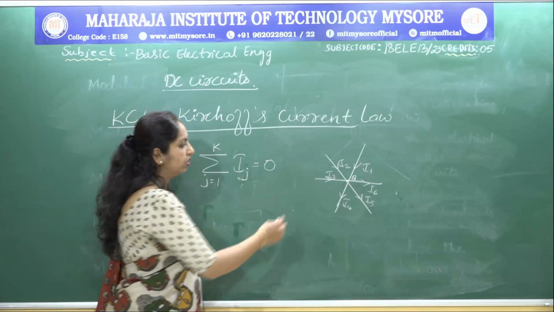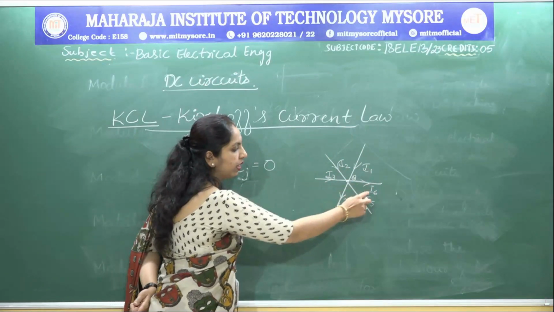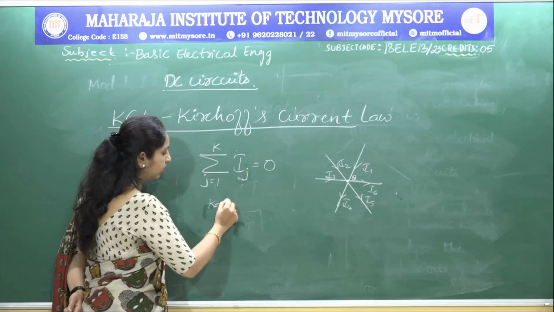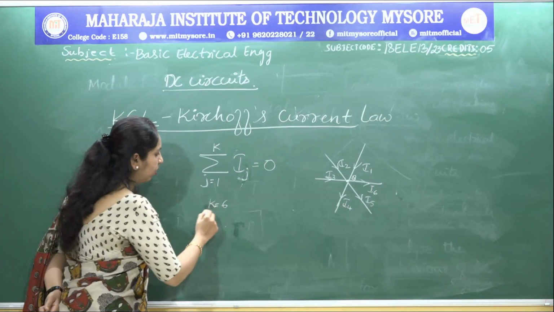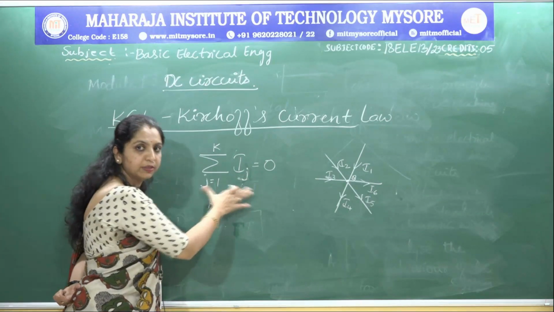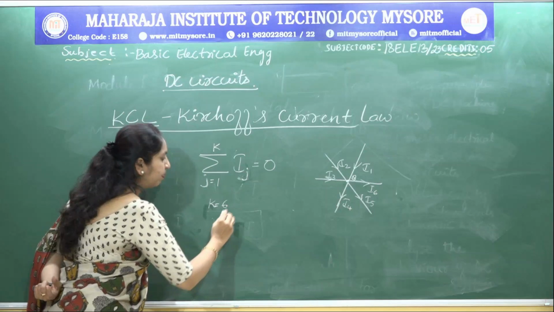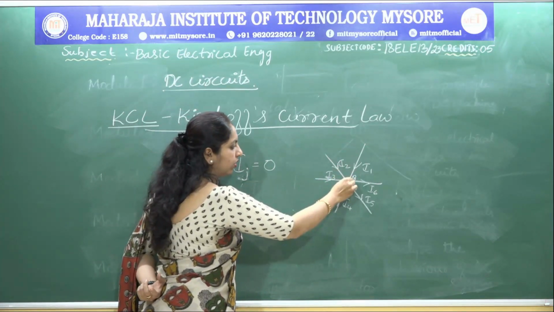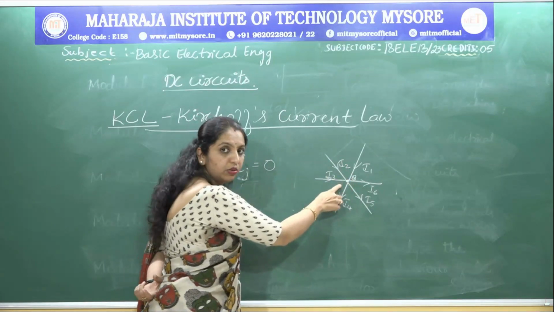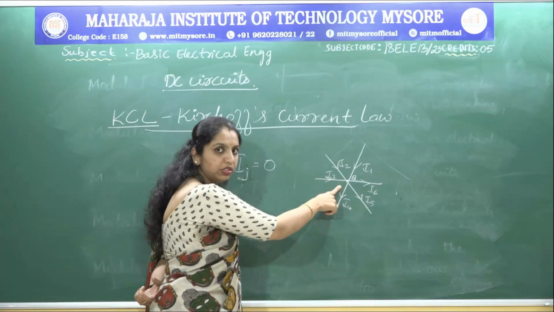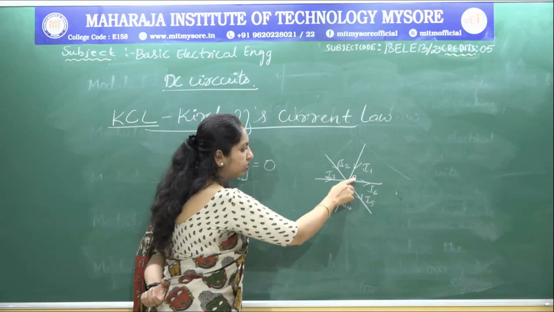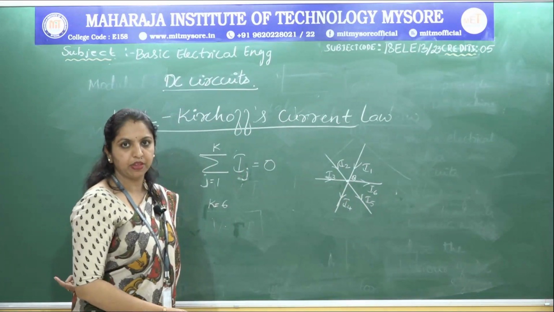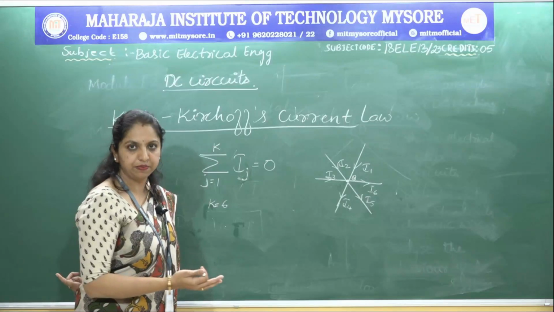Now, the algebraic sum of the currents meeting at a junction is equal to 0. How many branches do we have? We have 6, so K is equal to 6. Now, how can we expand this expression? The current which is flowing towards the junction is considered positive, and the current which is moving out of the junction is considered negative, or vice versa.